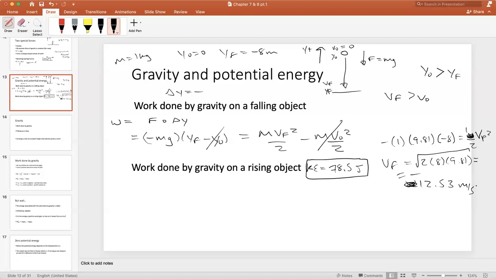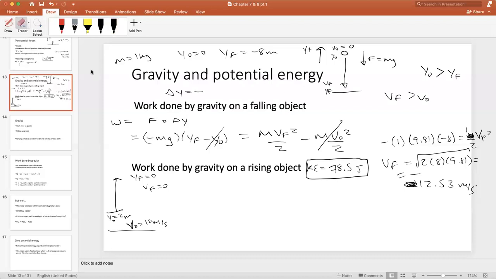Okay. In contrast, let's look at something that rises. So let's say you throw that same object. We'll say that you throw it from above your head, where y initial will be 2 meters, and you throw it up until it stops rising. So we know that V final is 0, and we're going to say that V initial was 10 meters per second. So you just throw it straight up above your head at 10 meters per second. And we want to know how high.